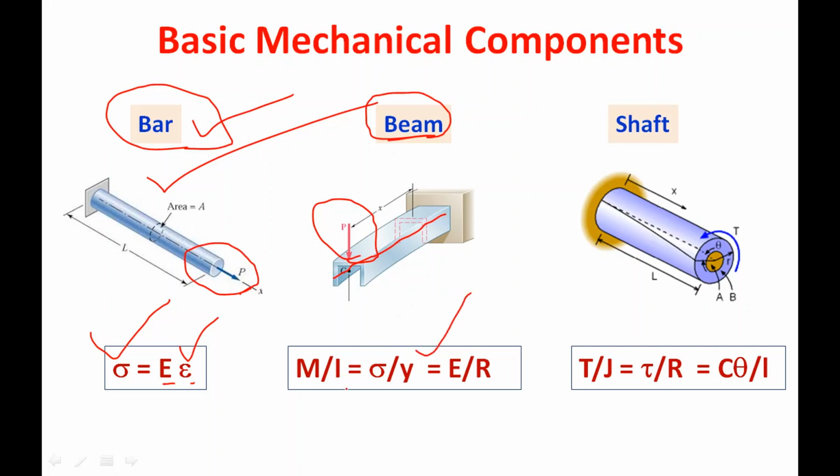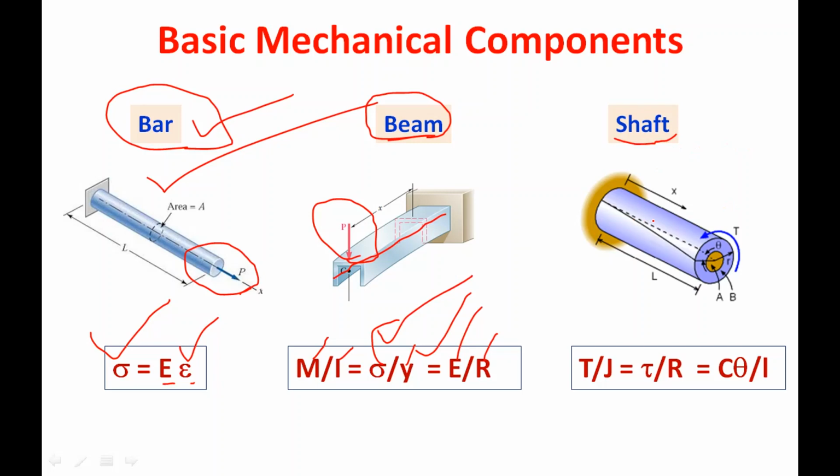where the bending equation is M by I is equal to sigma b by y is equal to E by R. Here M is the bending moment, I is the moment of inertia, sigma b is the bending stress, y is the distance from the neutral layer, E is Young's modulus, and R is the radius of curvature. For any member subjected to a transverse load, we use this bending equation. Then the third one is the shaft.